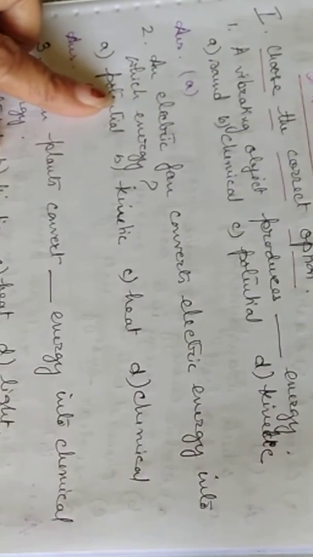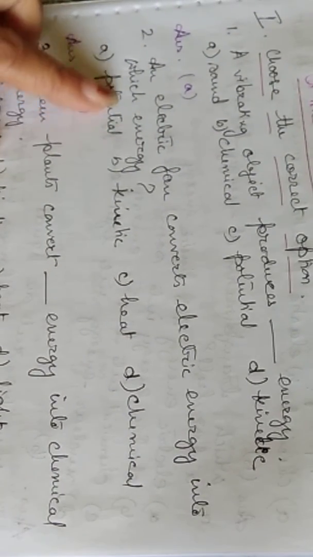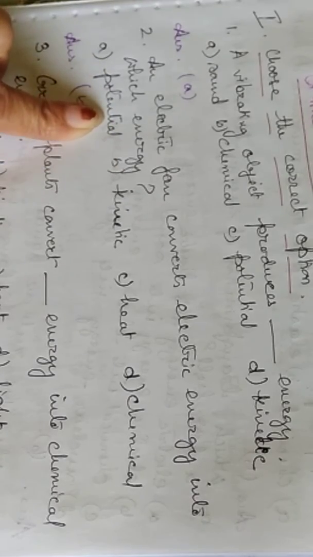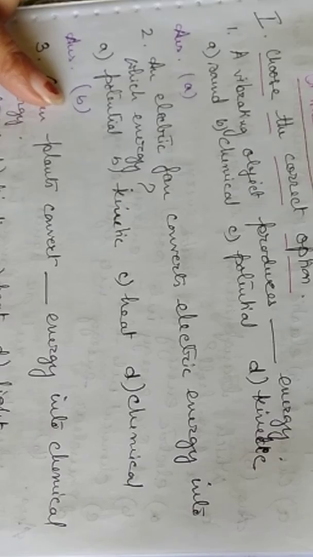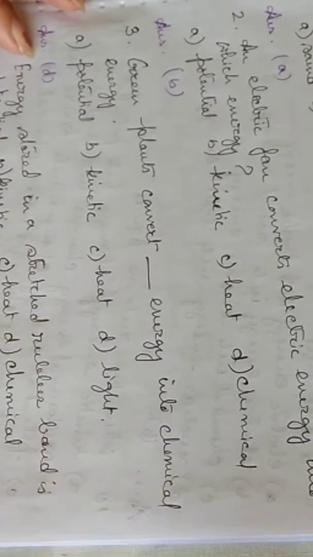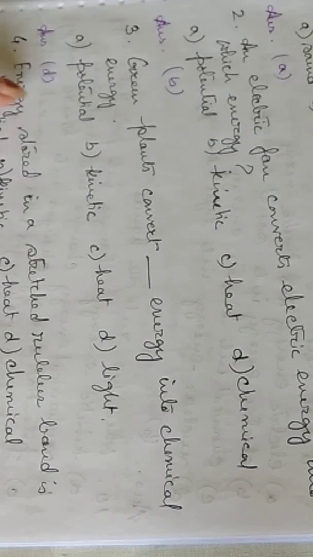An electric fan converts electric energy into which energy? Potential, kinetic, heat and chemical. The answer is B, that is kinetic energy. Green plants convert dash energy into chemical energy. Potential, kinetic, heat or light. The answer is light energy.